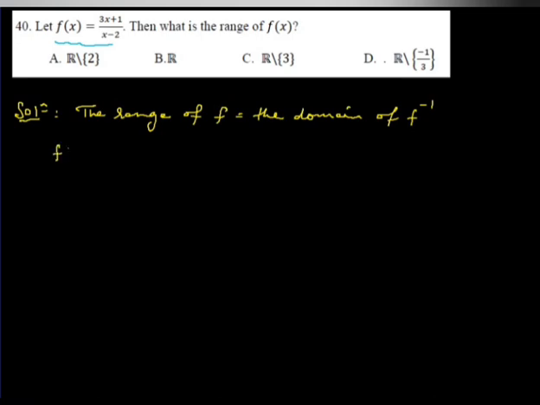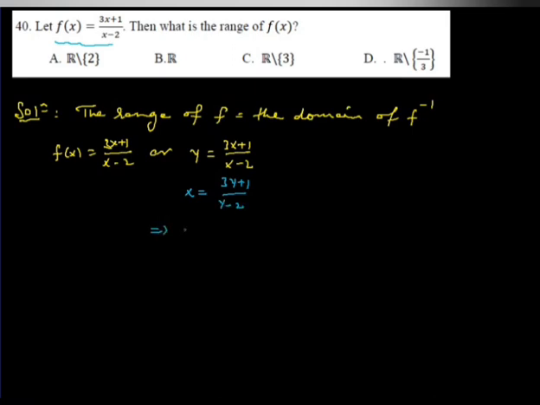Our function is f of x equals (3x plus 1) over (x minus 2), or y equals (3x plus 1) over (x minus 2). Now find the inverse of this function. When we find the inverse, we interchange the places of x and y: x equals (3y plus 1) over (y minus 2).